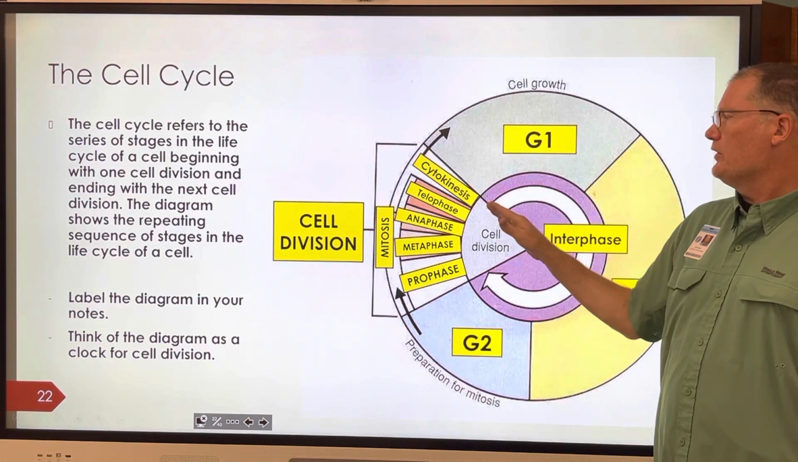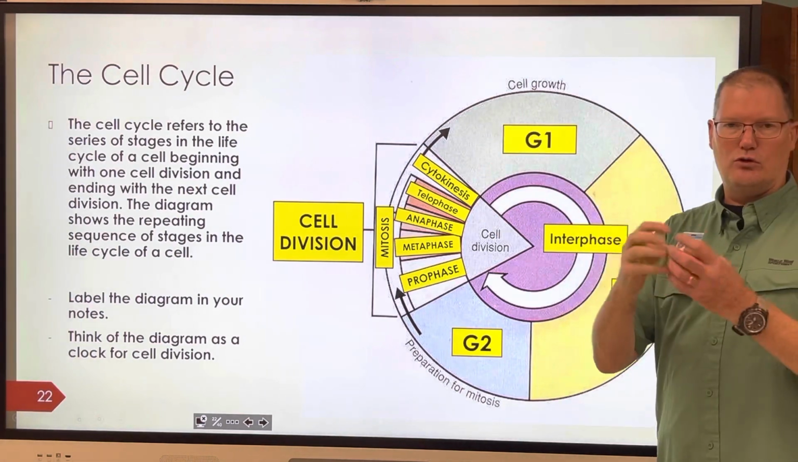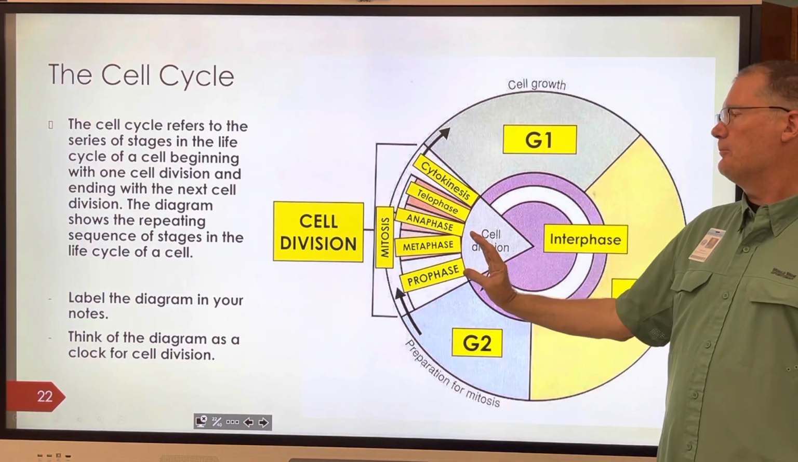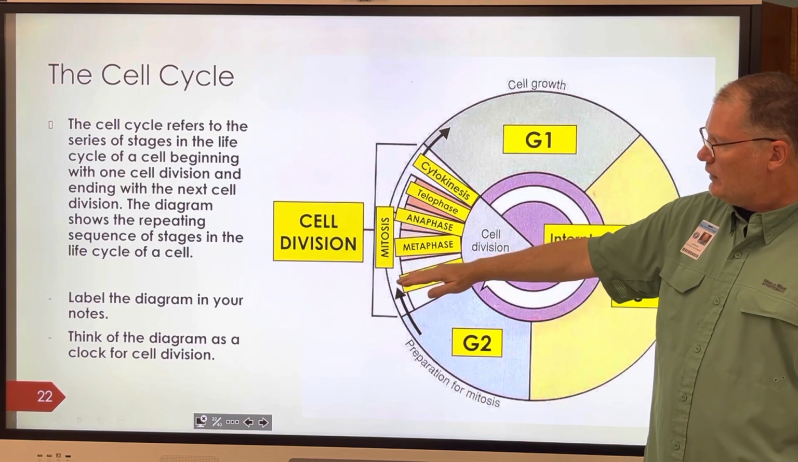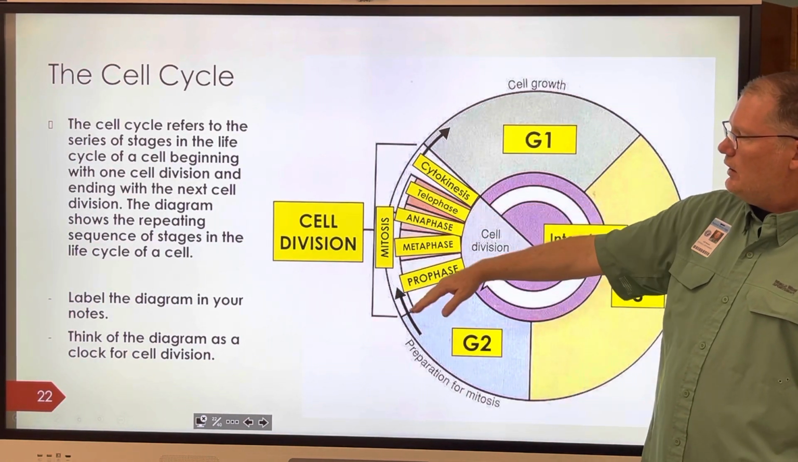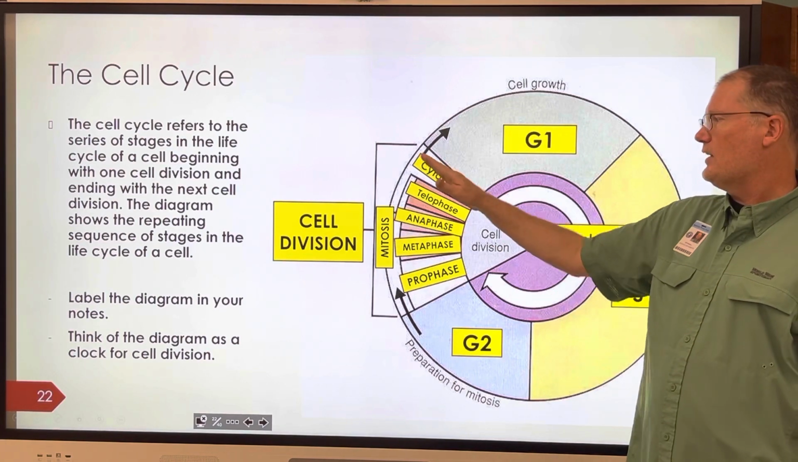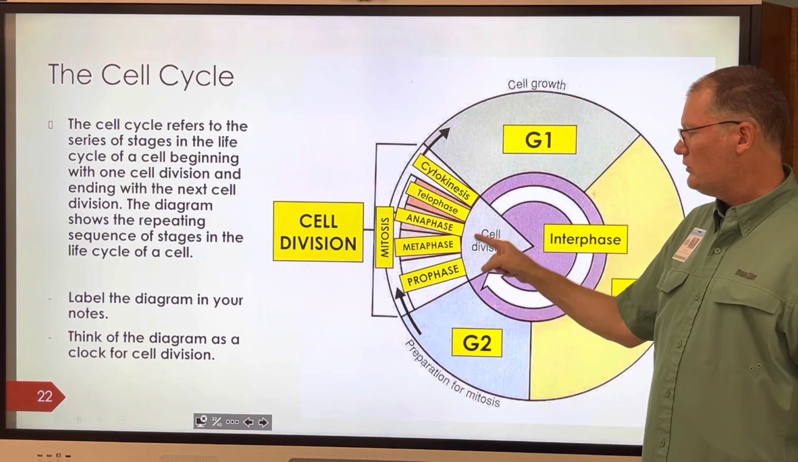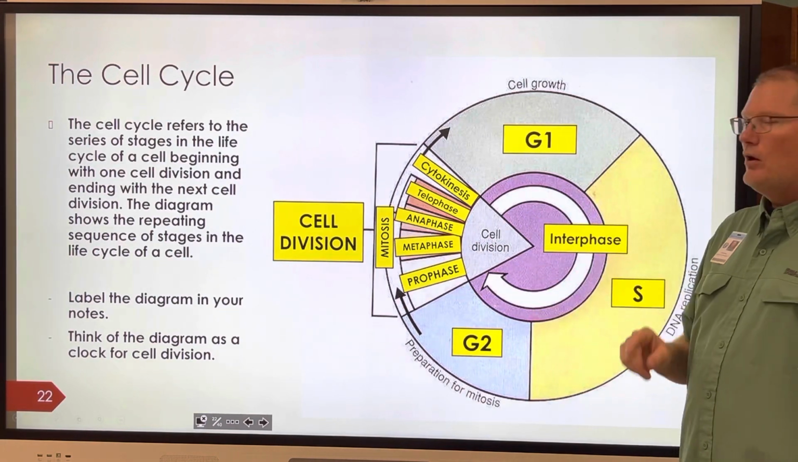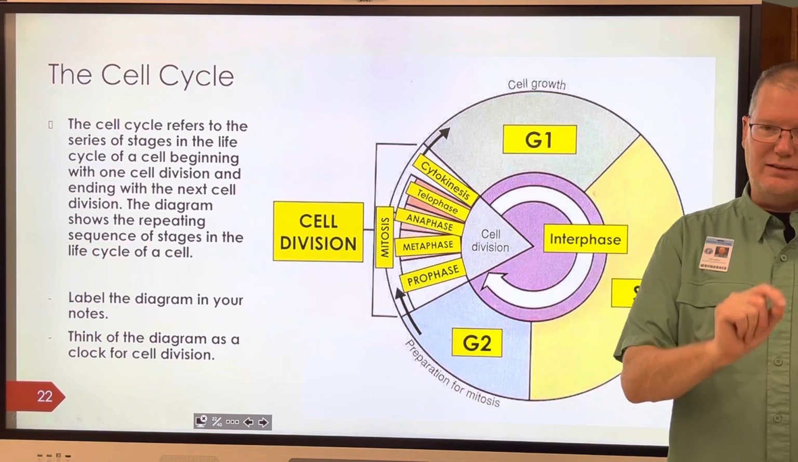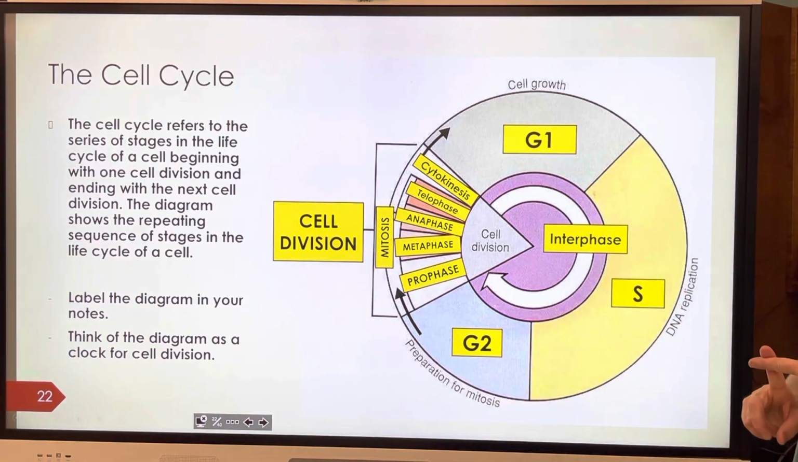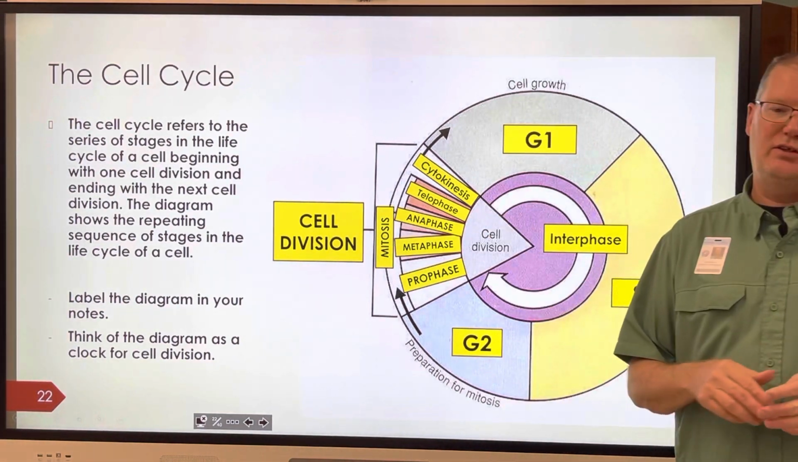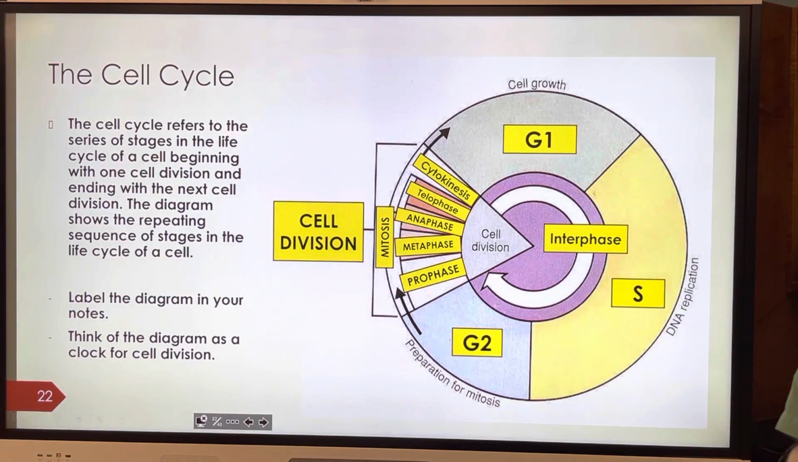And then the cell splits. And now you've got 2 new cells. And then it goes through the whole process again. This whole thing, from prophase to telophase, is called mitosis, and then cytokinesis. So this whole region here is the cell division part, okay? So spell these correctly on that diagram. Prophase, metaphase, anaphase, telophase. And that's when the cells are splitting apart, the nucleus is splitting apart, and then you get the cell splitting apart.